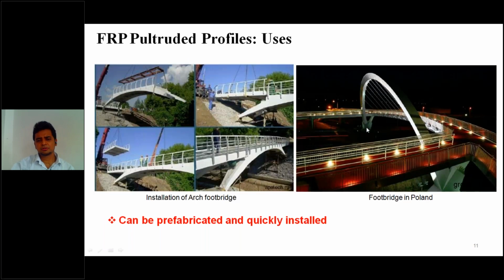Now, if you see the advantages, in this figure on the left side, this bridge was manufactured and installed within a period of around 2 hours, which is very short. So it can save construction time, and it will save cost also. These FRP bridges are mainly prefabricated, transported, and installed at the site.